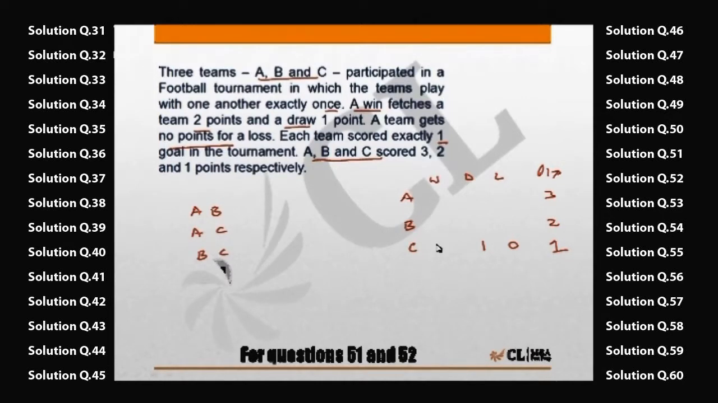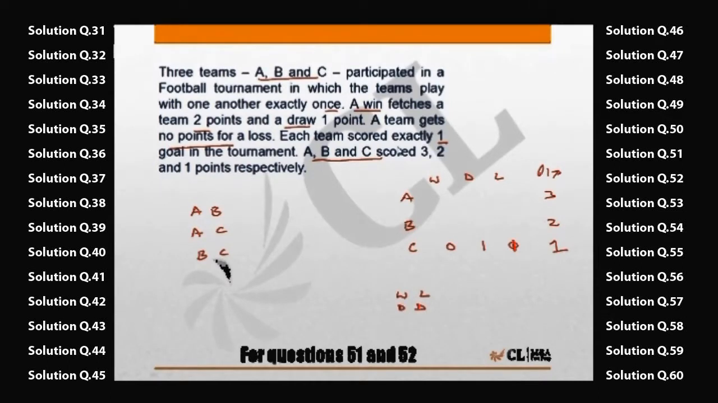Now if C has scored only 1 point, that means it has drawn 1 match and lost 1 match. So I am sorry, I made a mistake out here. It has lost 1 match and drawn 1 match. Okay. B has got 2 points. To get 2 points, it needs to have a win and a loss, or it needs to have a draw and a draw. Okay. What about A?